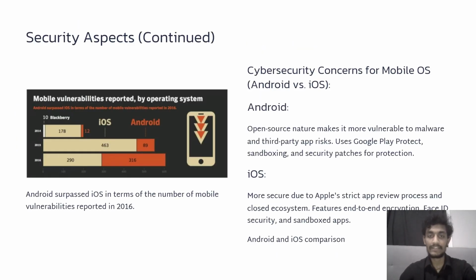Security aspects. Let's see cybersecurity concerns for mobile operating systems. It shows the comparison between Android and iOS. For Android, its open source nature makes it more vulnerable to malware and third-party app risks. For iOS, it's more secure due to Apple's strict app review process, closed ecosystem, end-to-end encryption, Face ID security, and sandboxed apps. So here, comparison-wise, iOS is more secure than Android.